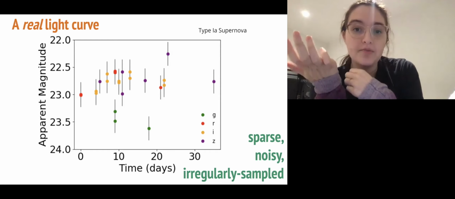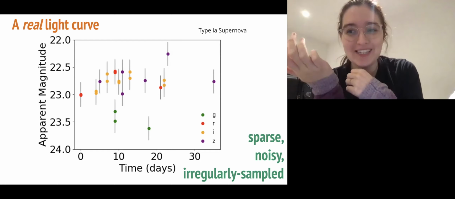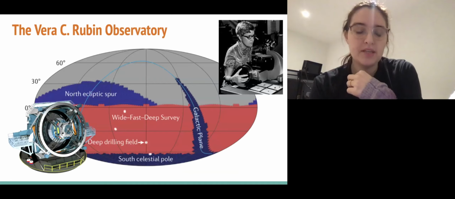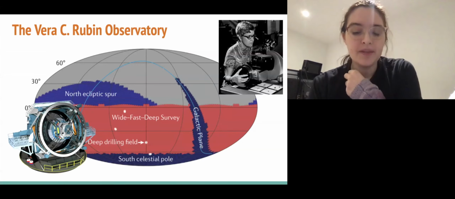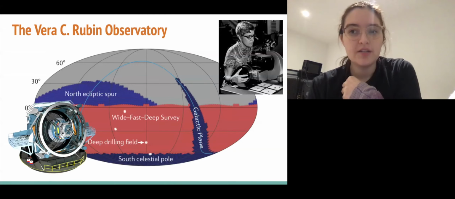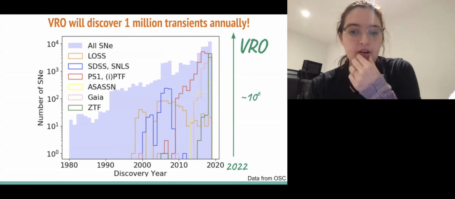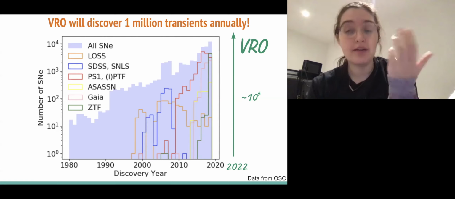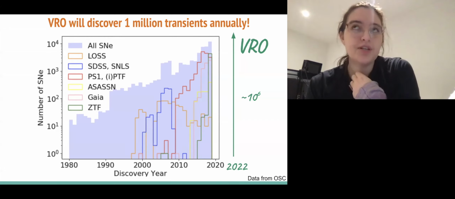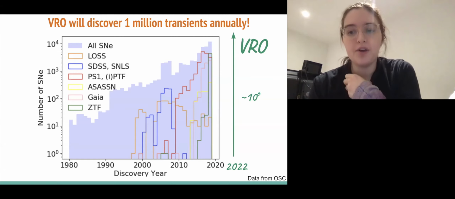So this is more like a realistic light curve that we will expect to get in the future from this new observatory coming online that I hope everyone has heard of, the Vera Rubin Observatory. For the context of this talk, it's just going to be a transient discovery machine. So it's going to increase our discovery rate by 2 orders of magnitude. So we're going to find 1 million new supernovae and transients every year. So this is really driving a big data revolution in time domain right now in preparation for the launch of VRO in 2022.